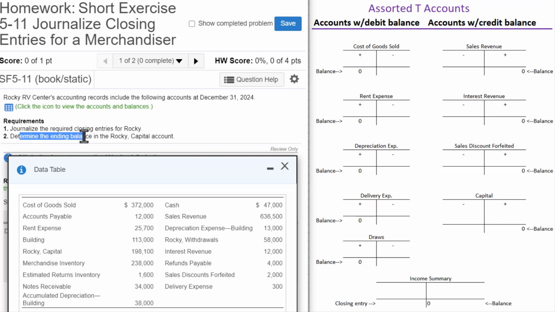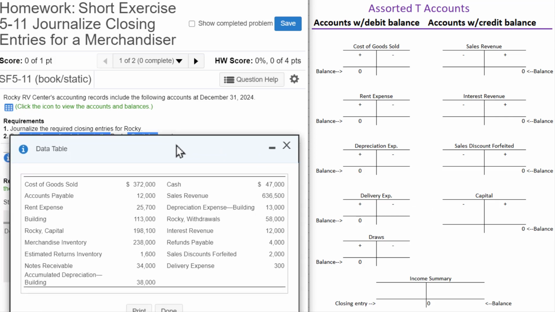And then we'll determine the ending balance in the Rocky capital account. So the whole closing process is done just to figure out, well, what is our new capital account? Because revenues increase capital, and expenses decrease capital, and draws decrease capital. So let's find out what their current capital account is.